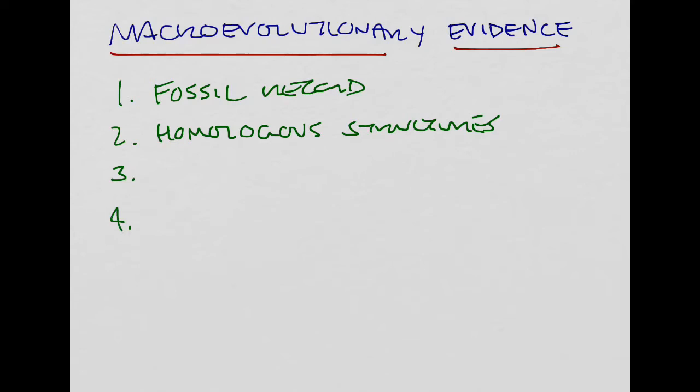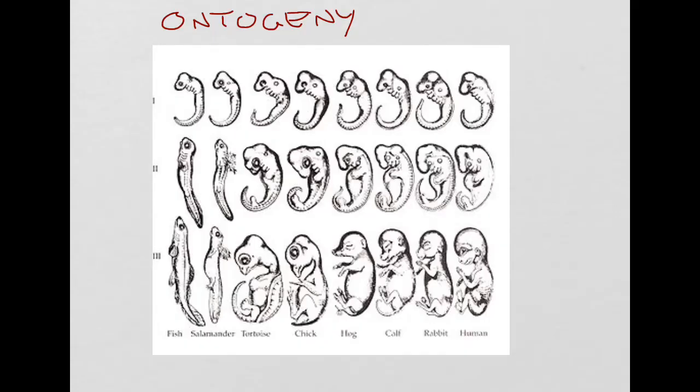And I mentioned at the end of that screencast that there were two others. The first one is ontogeny, and the second one is molecular evidence. So let's take a look at this concept of ontogeny as evolutionary evidence. As you can see from this drawing, ontogeny is the study of the development of an organism that typically starts with fertilization and runs through to the mature organism.